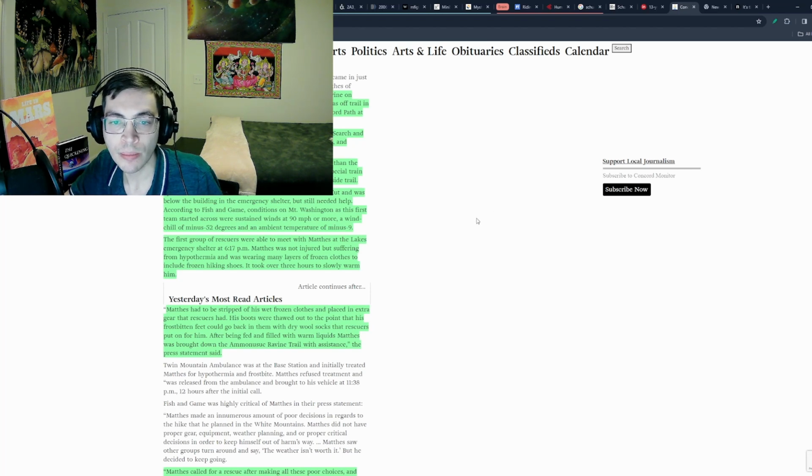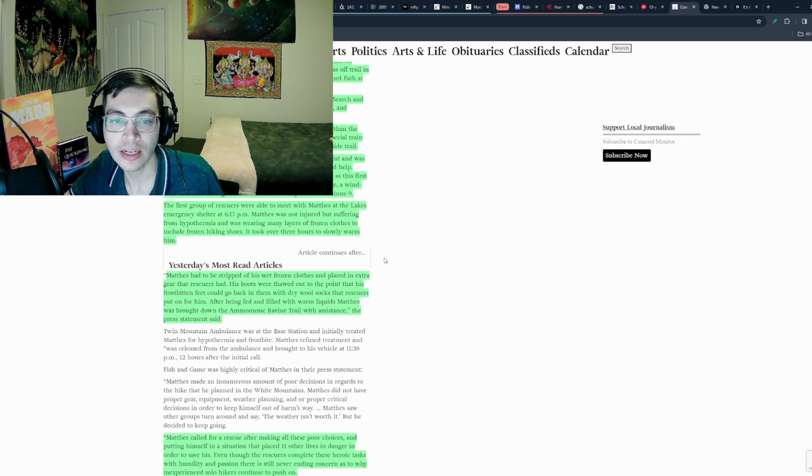According to Fish and Game, conditions on Mount Washington when the first team started across were sustained winds at 90 miles per hour or more, a wind chill of minus 52 degrees, and an ambient temperature of minus 9. The first group of rescuers were able to meet the victim at the Lakes emergency shelter at 6:17 p.m. He was not injured but suffering from hypothermia and was wearing many layers of frozen clothes, including frozen hiking shoes.